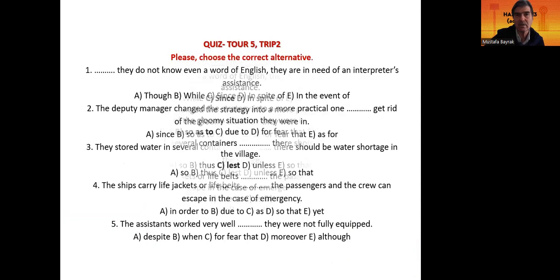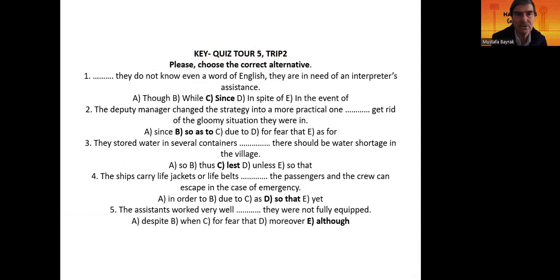Okay, quiz time. First question. Blank, they do not know even a word of English. They are in need of an interpreter's assistance. So, because, group conjunctions, with since: since they do not know. Okay.